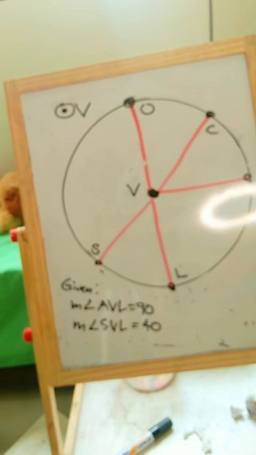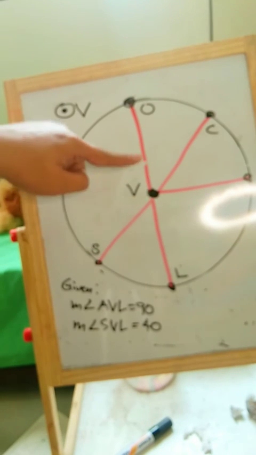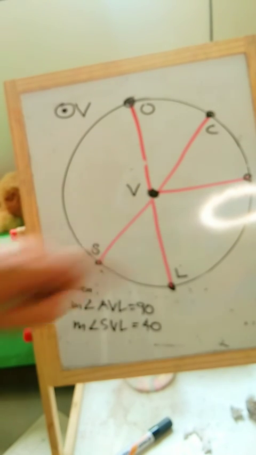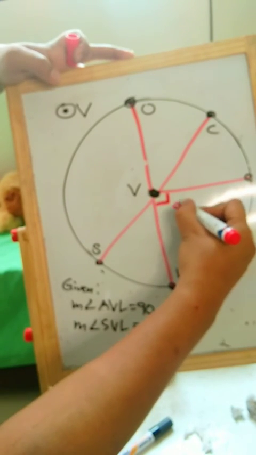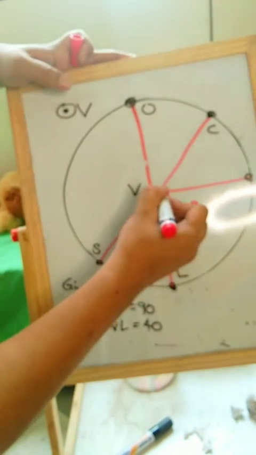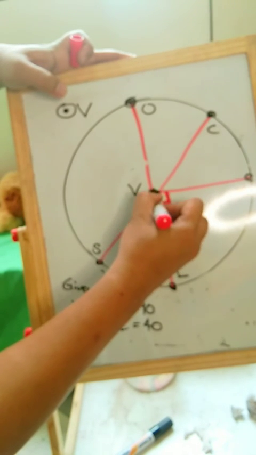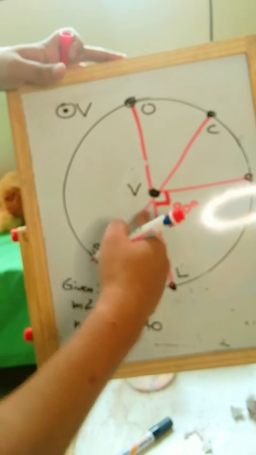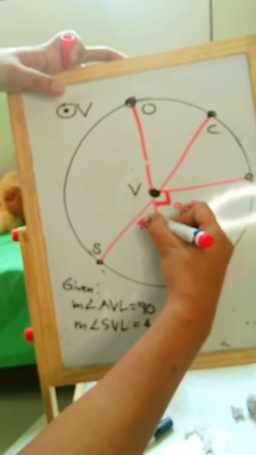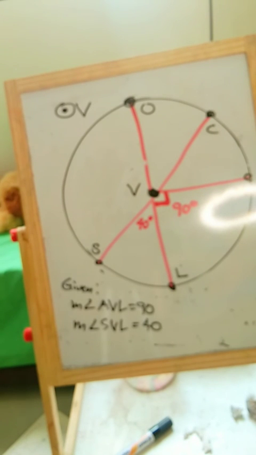So, starting with this one, ito muna ang sinabi, the measurement of AVL. AVL, which is this one, is equal to 90 degrees. Nag-drawing na lang ako ng square dito, indicating that this angle here is a right angle. And that the measurement of SVL, ito yon, is equal to 40 degrees. So, let's find now the measurements of the other remaining angles here.